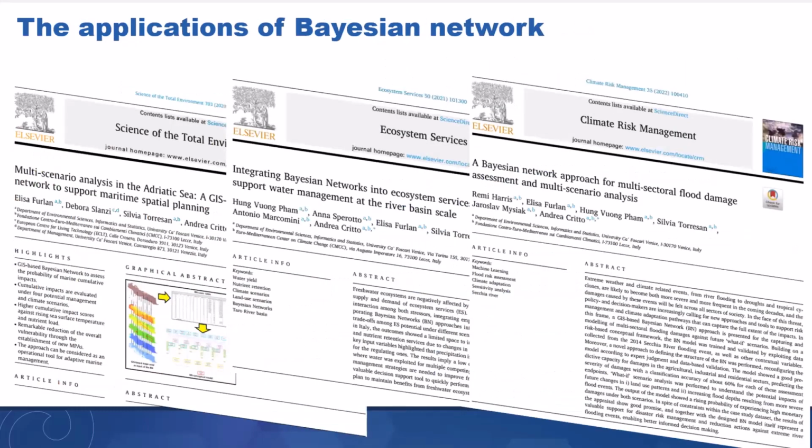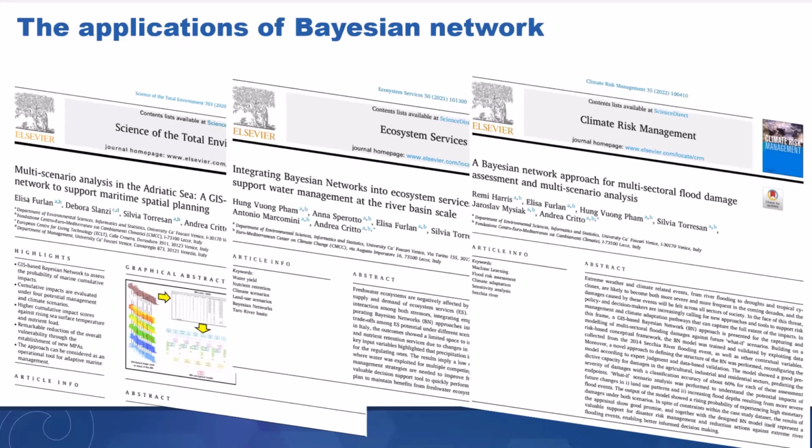And then we published our work in different journals. The first one, in 2020, was our work regarding the multi-scenario analysis of the Adriatic Sea to support marine spatial planning, in Science of the Total Environment. And then we published the second paper in 2021 regarding the Bayesian network for ecosystem services assessment to support water management at the river basin scale. It was one of the papers in the context of my PhD thesis.